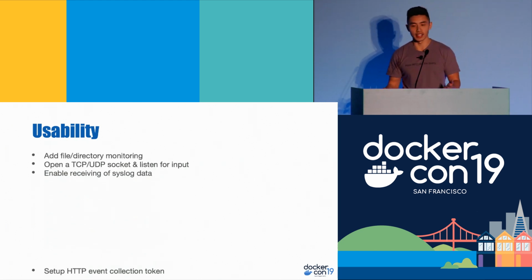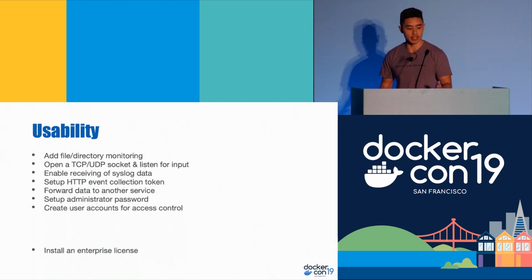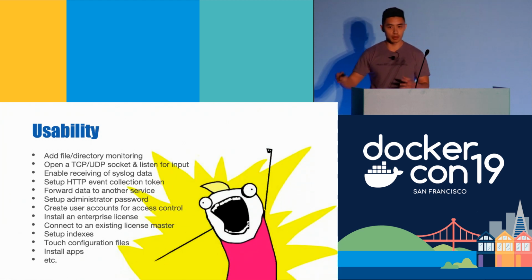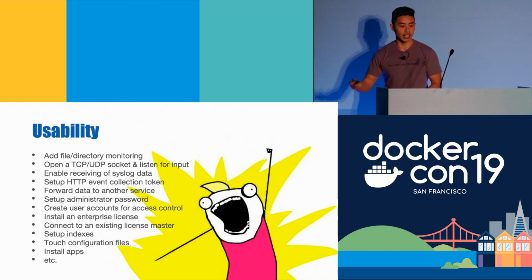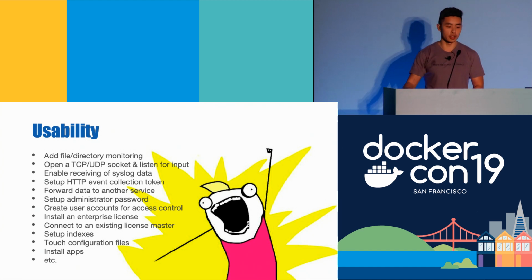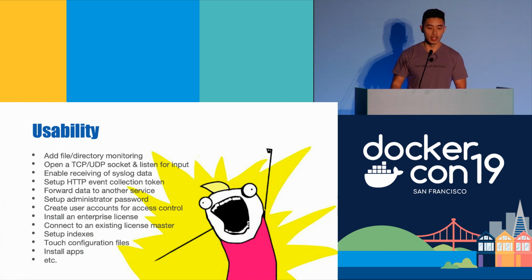How do you want to get data in? Do you want to do file monitoring or socket listening? Do you want to receive syslog data or HTTP event data? Maybe this Splunk instance in a container is actually being used to forward data to a separate set of systems entirely. After that, who gets access to the data? How do you set administration privileges and user access control? How do you install licensing, indexes, configurations, apps? Here, the list goes on and on and on for us.